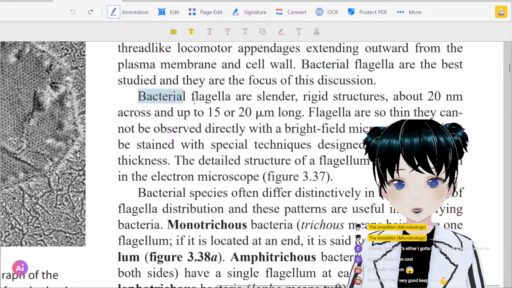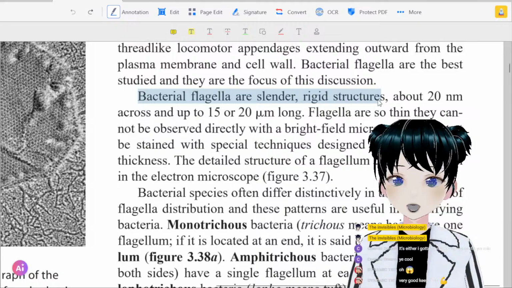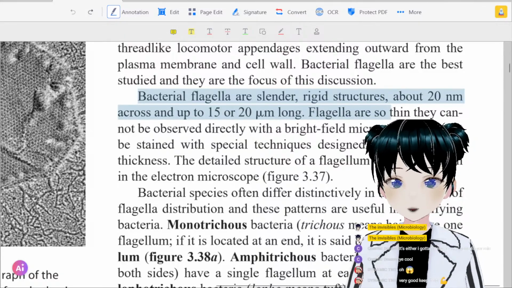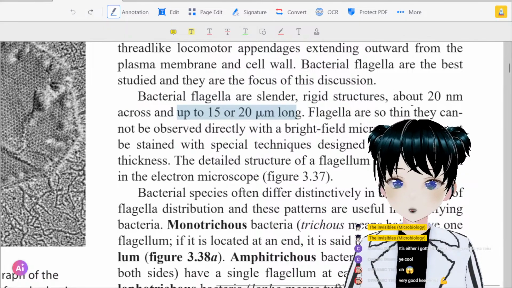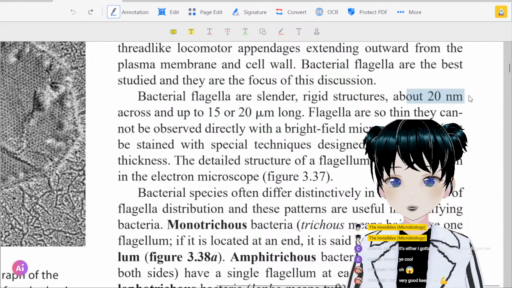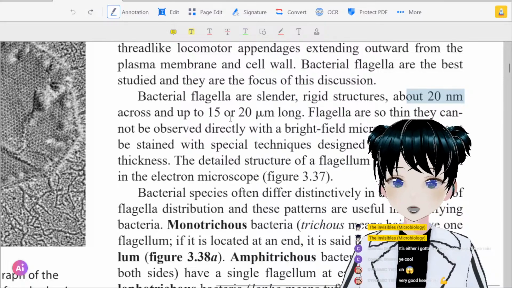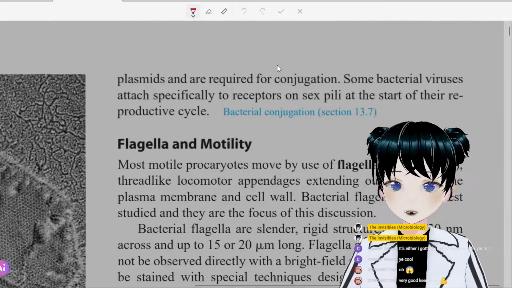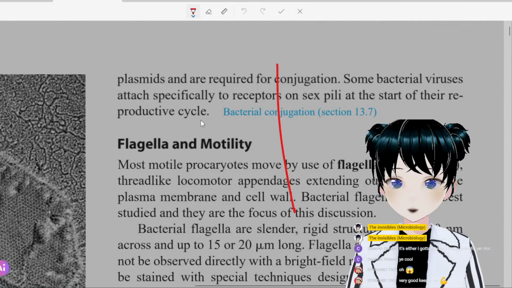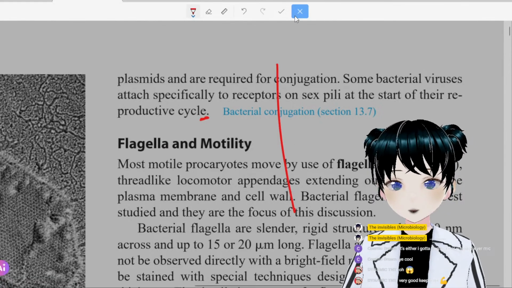Now, bacterial flagella are slender, rigid structures about 20 nanometers across and up to 15 to 20 micrometers long. So this 20 nanometer is the width of it, the diameter, while this 15 to 20 micrometer is its length, how long it is longitudinally.